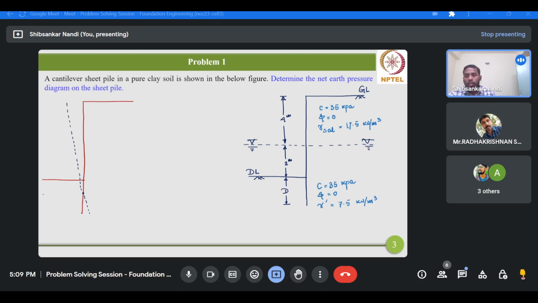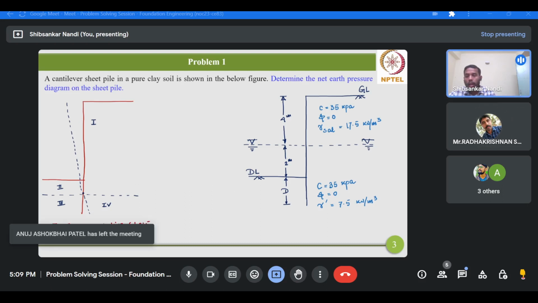Now, depending on this deflected pattern, this entire soil mass region can be divided into 4 parts. So this is region 1, this is region 2, this is region 3, and this is region 4. Out of these 4 regions, we identified in the last class that region 1 and region 3 will be under active state, and region 2 and 4 will be under passive state.